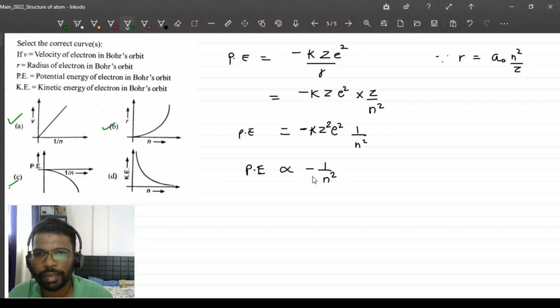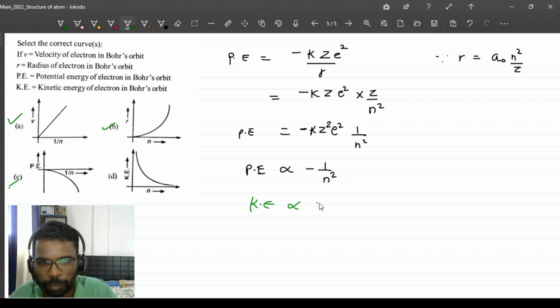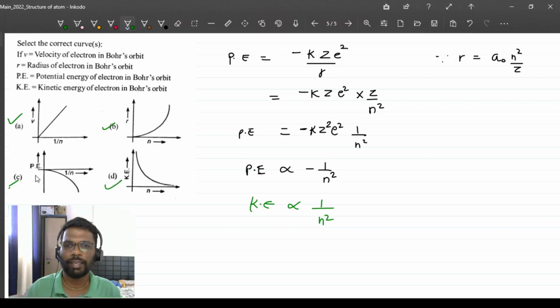Then kinetic energy. Kinetic energy is what they have mentioned as decreasing with n, right? Decreasing with n. So in terms of kinetic energy, we can say that kinetic energy is directly proportional to z square by n square. Here we can say that kinetic energy is inversely proportional to n square, right? So this is positive. It is also decreasing. So options A, B, C, and D all are correct.